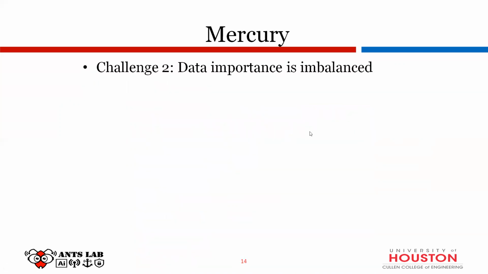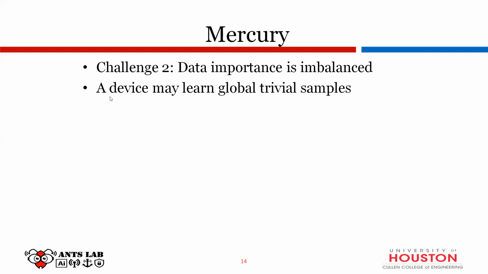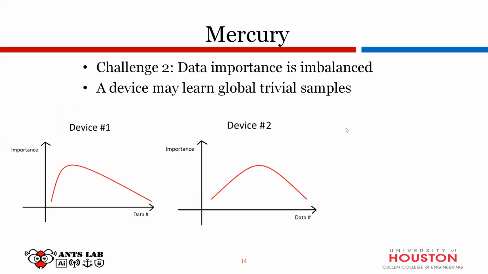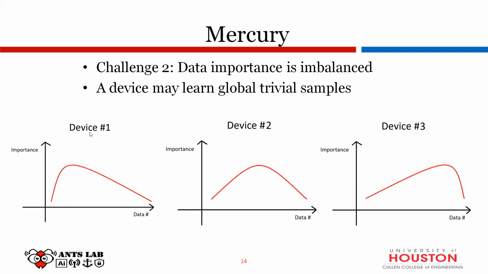the second challenge here is that the data importance is imbalanced in every case. So a device may learn only trivial samples from it. As in this example, each device has a different importance distribution. If the global samples and the importance are distributed differently, you may have inefficient learning involved here.